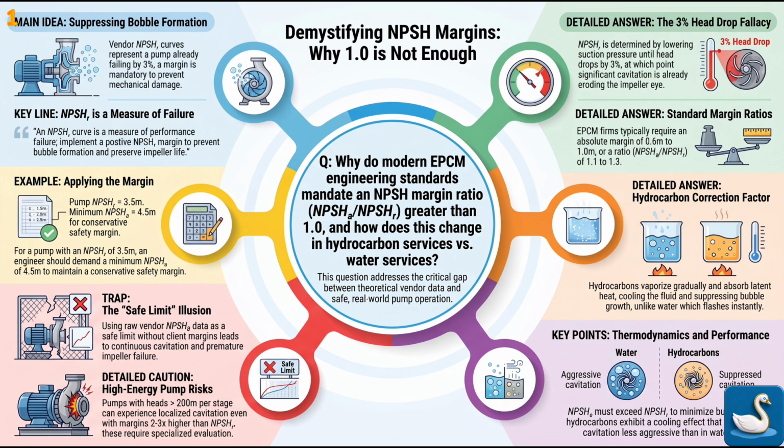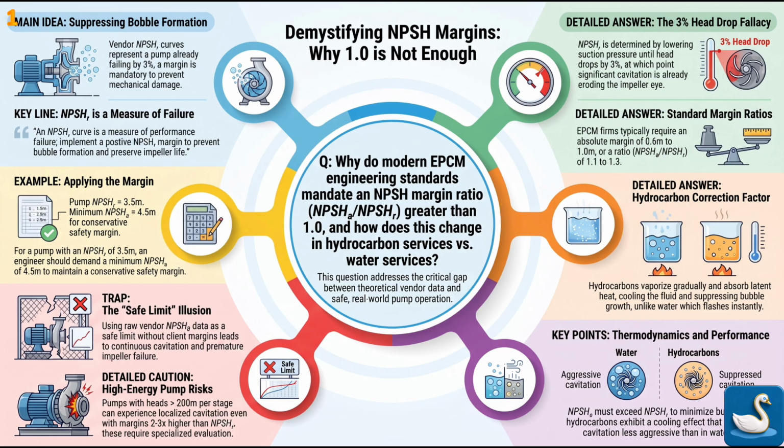I accept that logic for general processing. Does this conservative rule of thumb apply universally across all centrifugal pumps in the facility? No, it does not. There is a massive exception to that rule that must be evaluated independently. High-energy pumps. When we deal with machines generating heads greater than 200 meters per single stage, the standard 1.1 to 1.3 margin ratios are completely insufficient.